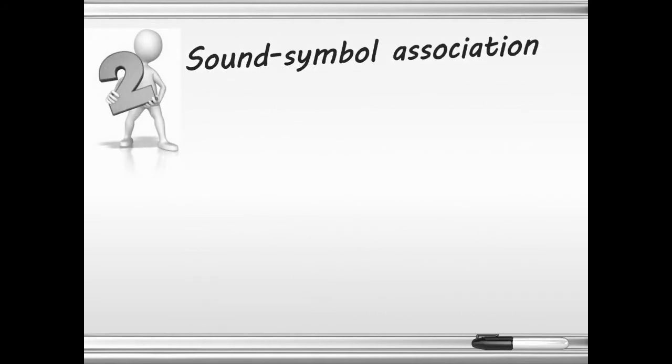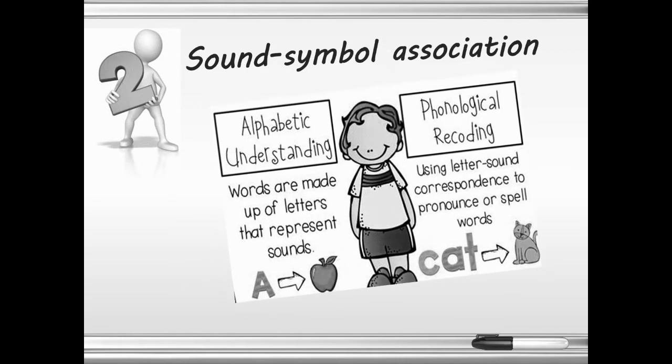The second component is the sound symbol association, also known as the alphabetic principle. It is a critical skill that involves connecting letters with their sounds to read and write. The alphabetic principle has 2 parts. Alphabetic understanding is knowing that words are made up of letters that represent the sounds of speech. Phonological recoding is knowing how to translate the letters in printed words into the sounds they make to read and pronounce or spell the words accurately.